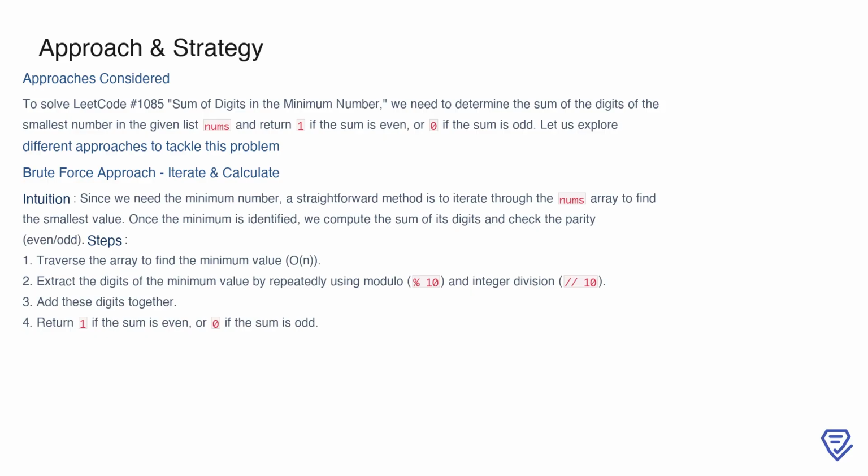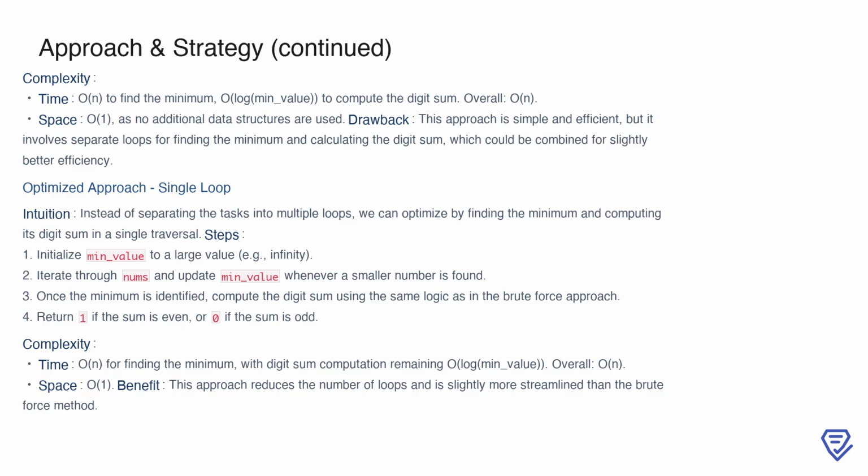This method is clear and effective, but it involves separate loops for finding the minimum and summing the digits, which might leave room for optimization. When analyzing the complexity of the brute force approach, we find that the time complexity is O(n) for traversing the array to find the minimum, and O(log min_value) for summing the digits of that minimum value. Overall, the time complexity is O(n). The space complexity is O(1), as no additional data structures are required. However, while this approach is efficient, it has a drawback.